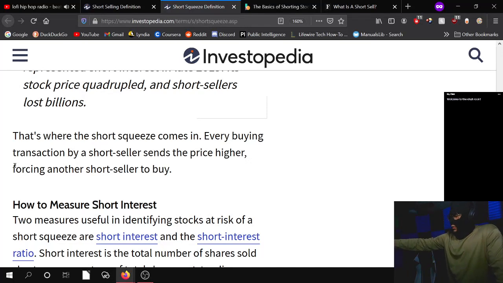Yeah, it sounds more like a game of chicken, trying to see who can outlast the other. Hence the word squeeze: squeezing the person to sell or buy.